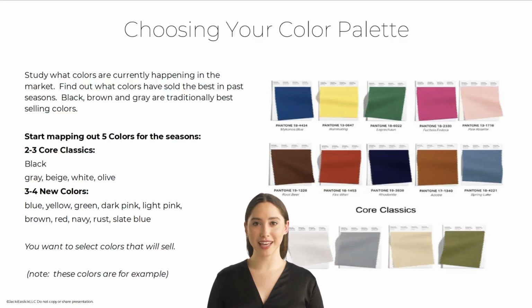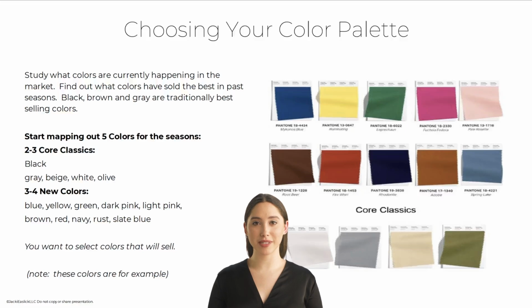Now we are going to look at an example of selecting your color palette. Study what colors are currently happening in the market. You do this by going to fashion websites and looking at the colors they are currently selling online, or you can go into stores. Also, if you have been in business, find out what colors have sold the best in past seasons. Black, brown, and gray are traditionally the best-selling colors in apparel and handbags.